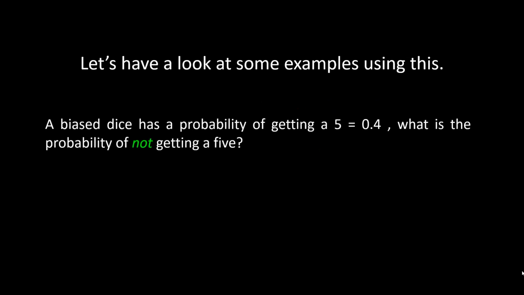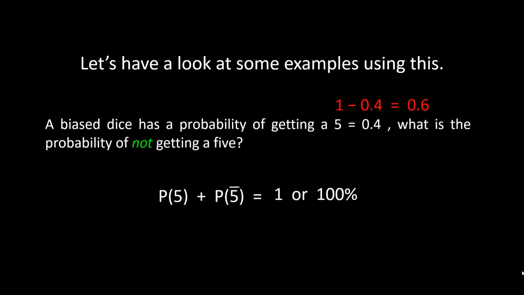Let's have a look at one more. A biased dice has a probability of getting a 5 equal to 0.4. What's the probability of not getting a 5? Well, the probability of getting a 5 plus the probability of not getting a 5 must be 1. So we've got to do 1 take away 0.4, which is 0.6. So the probability of not getting a 5 is going to be 0.6.